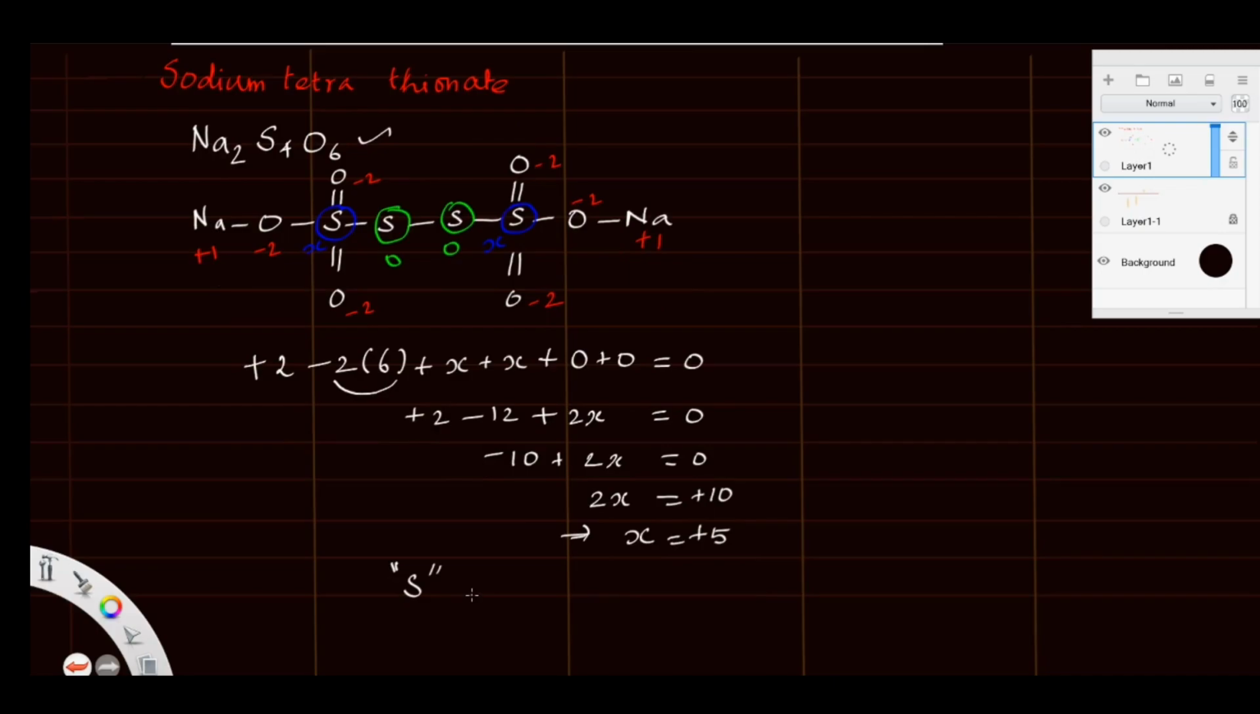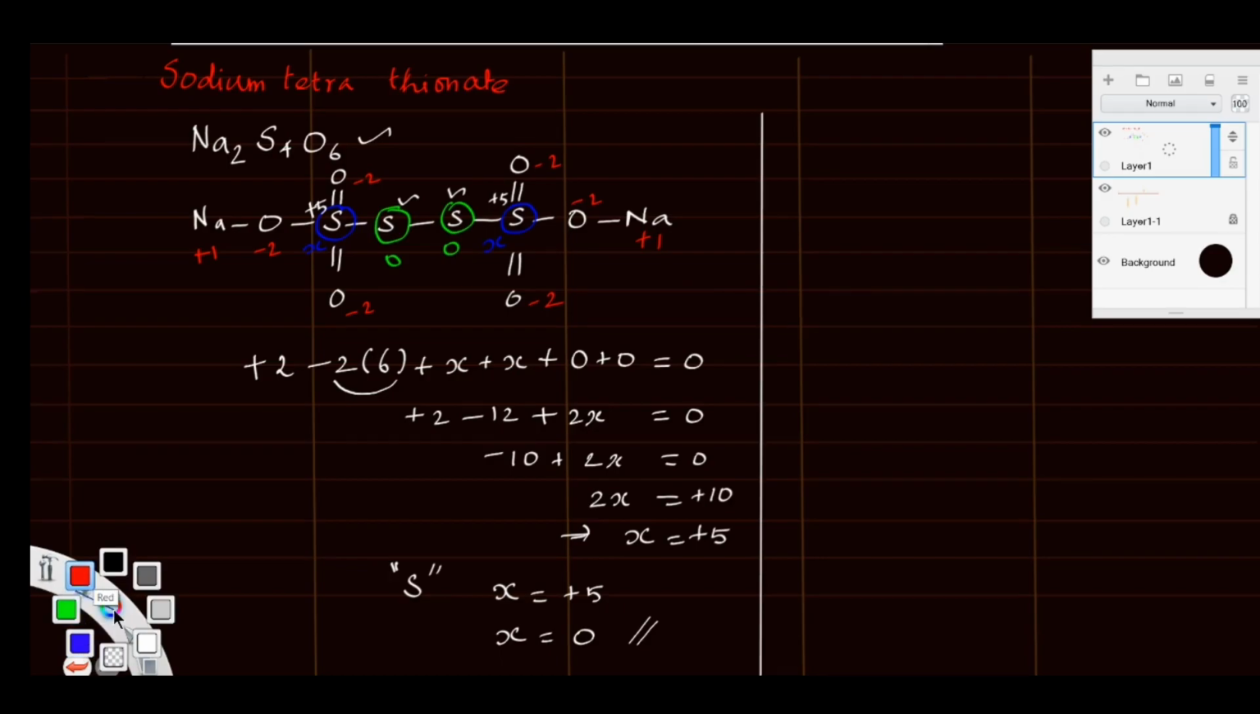Here sulfur has 2 oxidation states, which are 2 blue sulfurs having x equal to +5 and 2 green sulfurs having x equal to 0. That is, this sulfur surrounded by the oxygen is +5, similarly this is also +5, and the middle 2 sulfurs have 0 oxidation state.